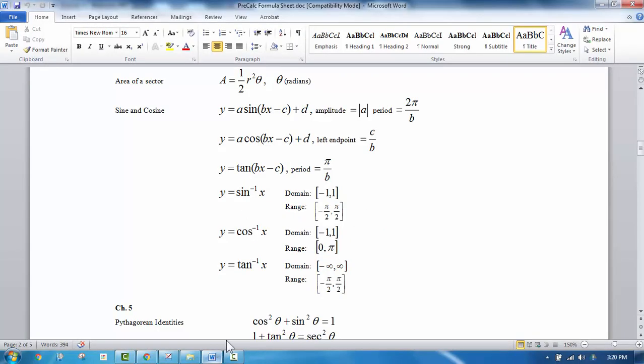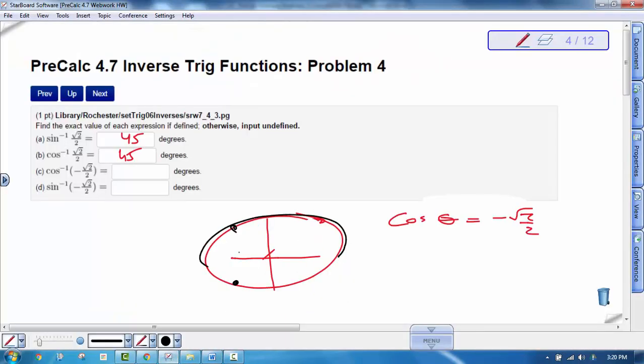Well, we can look at the formula sheet and just find out that the inverse cosine, the range is from 0 to pi. So we have to be talking about values that come out in this interval only. So we have to be talking about that one, which is 135. And then the sine of this would be the same thing, only now we're talking about sine.